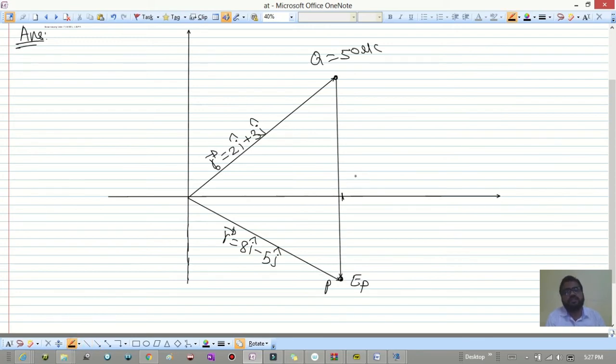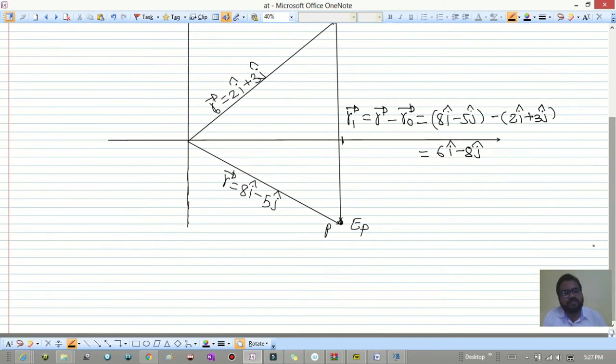Now this is the displacement vector, we can say r1 bar, and that is final position vector, that is r bar, minus the initial position vector, that is r naught bar. R naught bar plus r1 bar is equal to r bar. That is, r1 bar is final position vector minus initial position vector. So what is the final position vector over here? 8i hat minus 5j hat, minus, what is the initial position vector? 2i hat plus 3j hat. If you just solve this, you will get 6i hat minus 8j hat. This is the r1 bar.